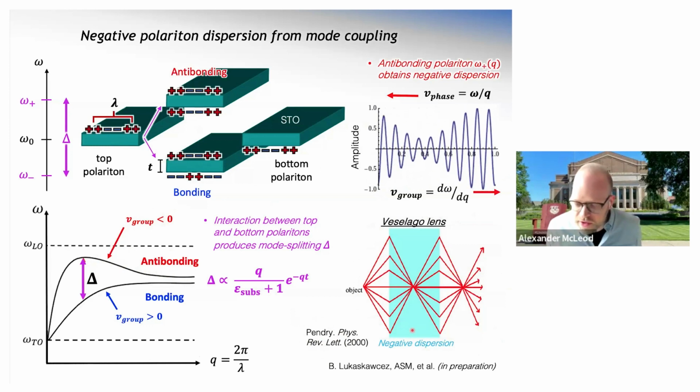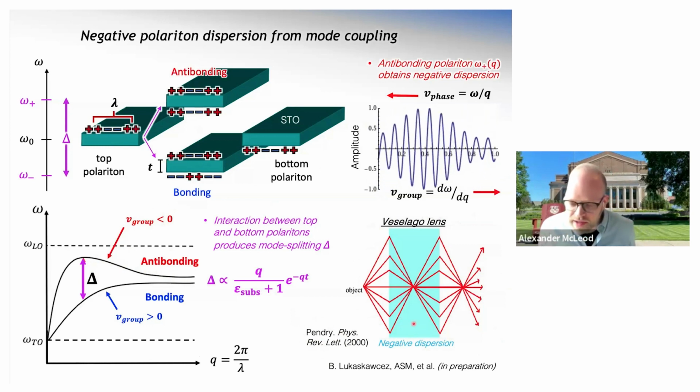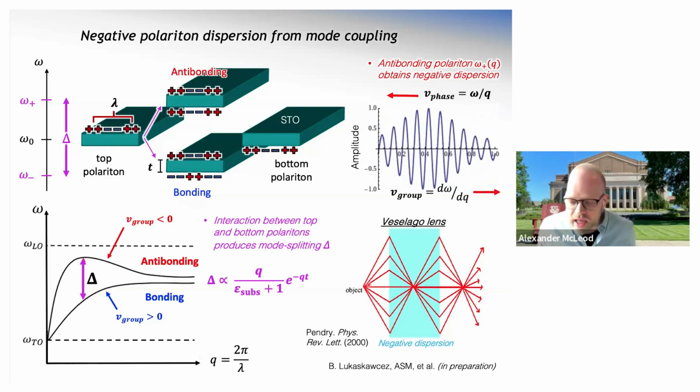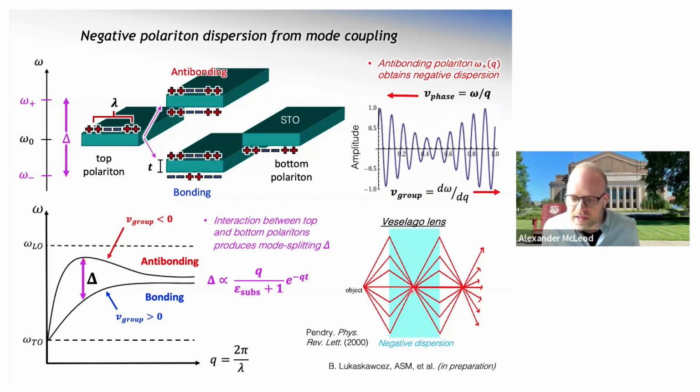where if you take a negative dispersion material, that is a material with negative group velocity, and you put it next to a material with positive group velocity, if you send a light wave from one medium to the other medium, you will end up with an automatic focusing of the light field. And this is called the Veselago lens.